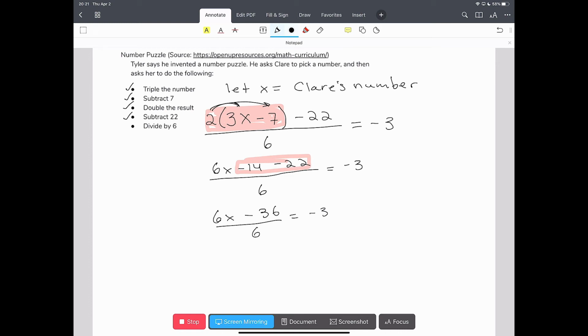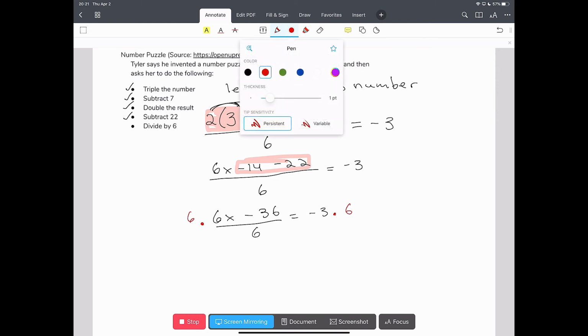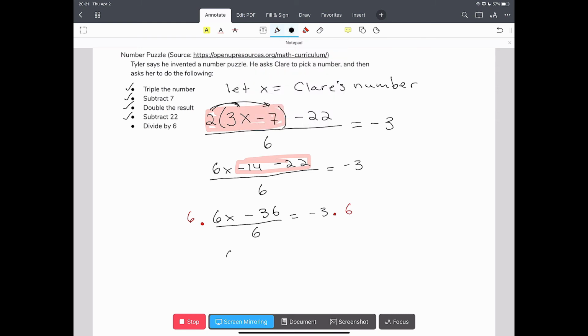And we can undo that division with multiplication. So we're going to multiply both sides by 6. And when we simplified that, we're left with 6x minus 36 equals -18.